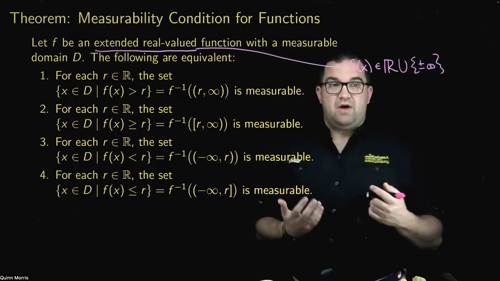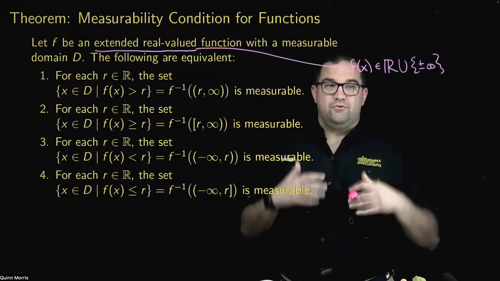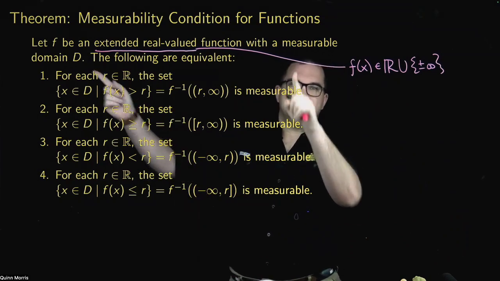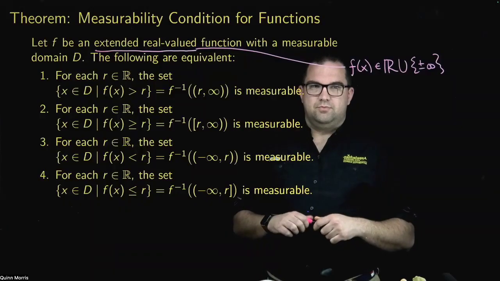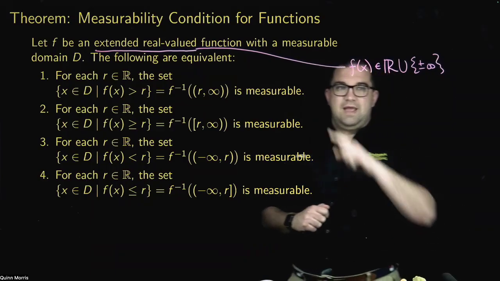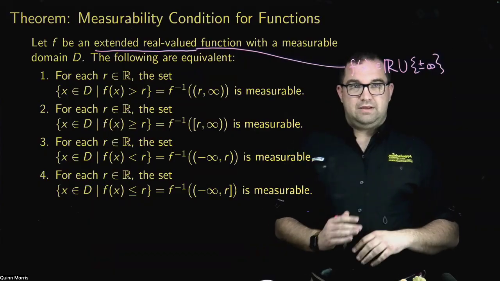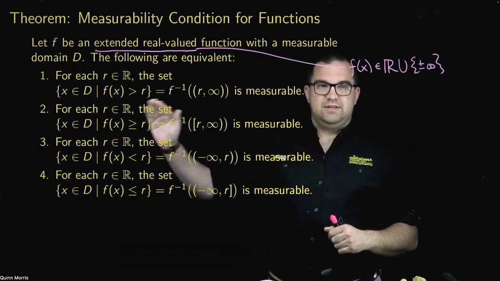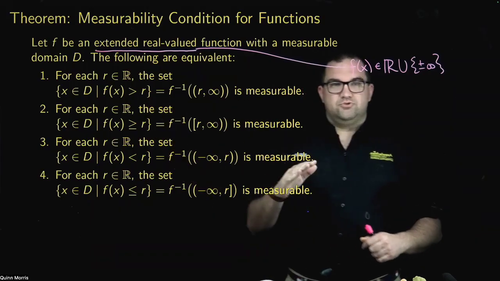Now, a function that's defined on all of R has a measurable domain. If it's a function that's defined on an interval, intervals are measurable. So in practice this is rarely an issue, but something to be aware of. We need the domain D to be measurable. If that is true, then the following statements are all equivalent. Now, if you look at each of these statements, they all look nearly identical. They each say for every r, the set defined in terms of a function f and the value r is measurable.